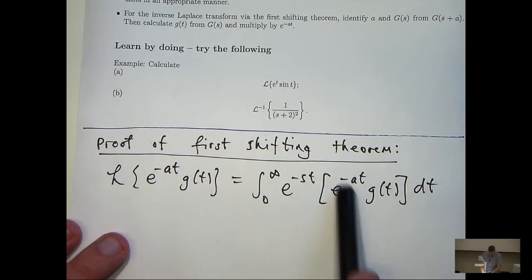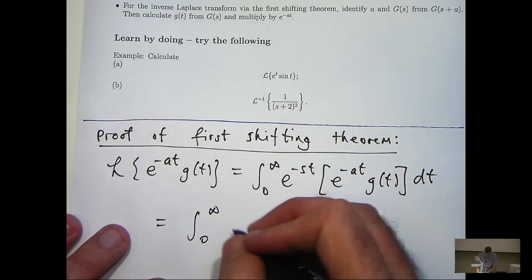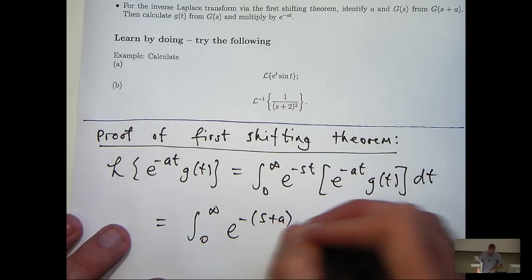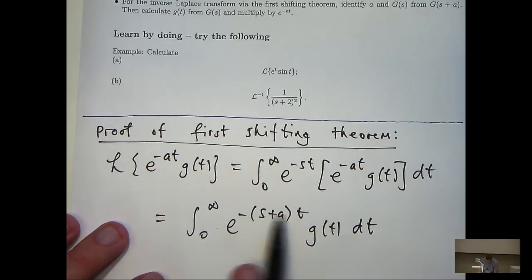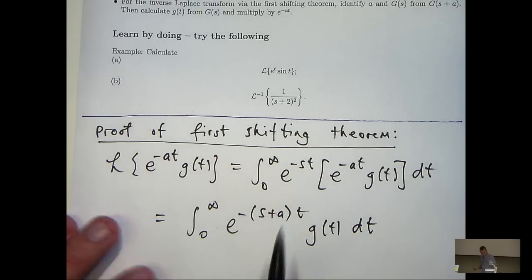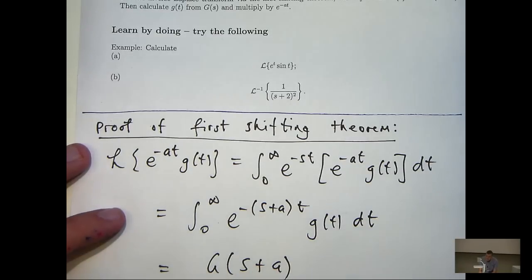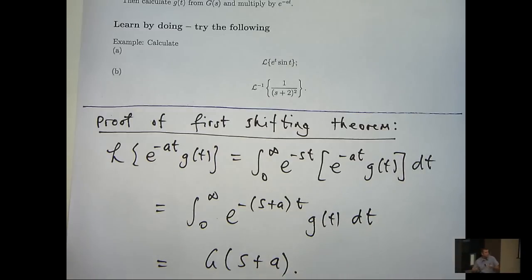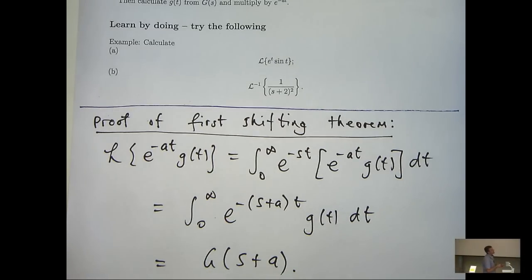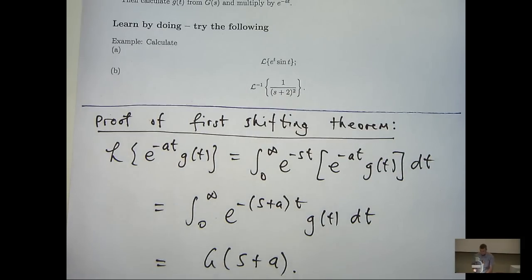Now what I can do is combine these exponentials together and form the following. You can see I no longer have just s here, I have s plus a in brackets, and that's just big G of s plus a by definition. So the proof of the first shifting theorem isn't difficult, and hopefully you can see how the first shifting theorem is used here. Have a go at these examples. In the next video, we'll look at the second shifting theorem.